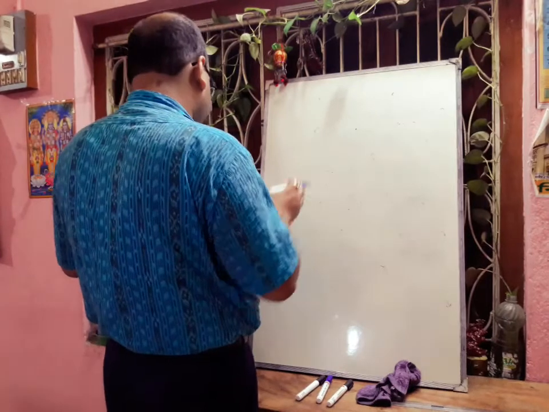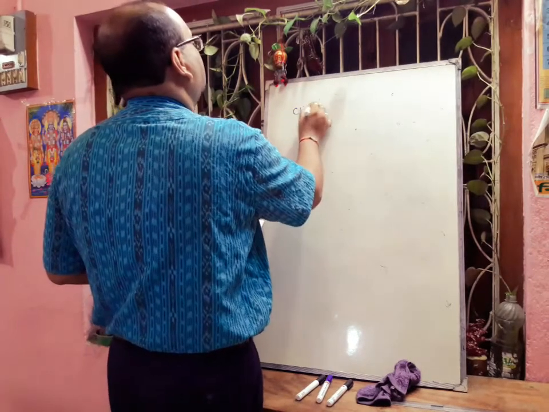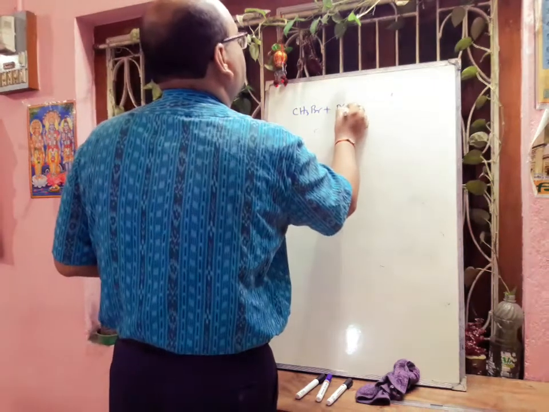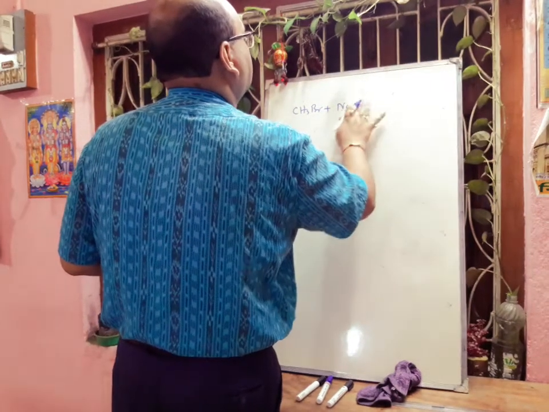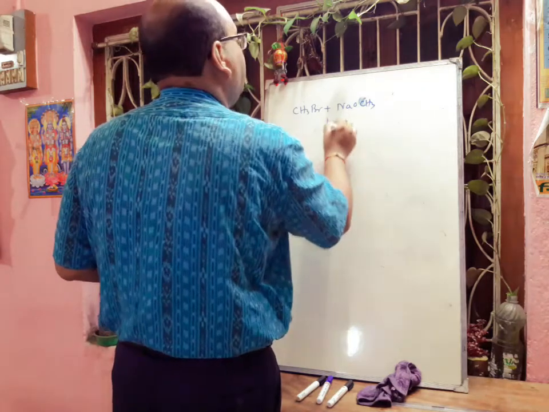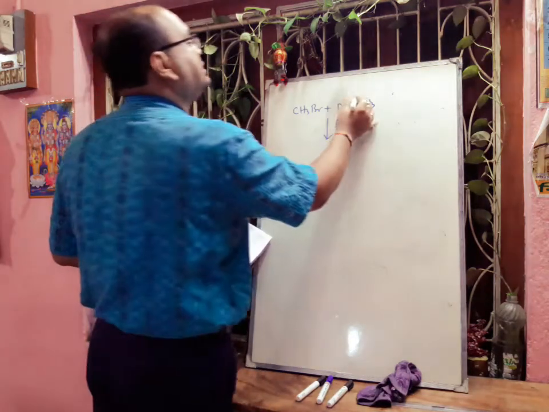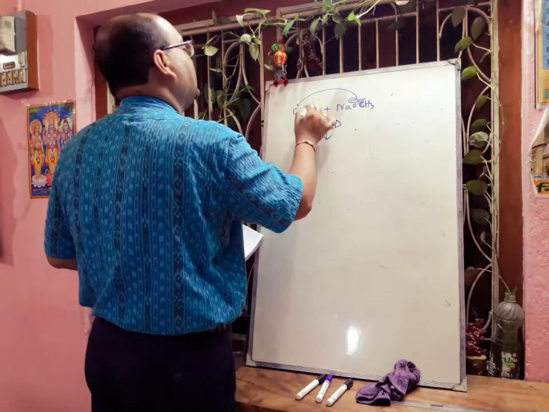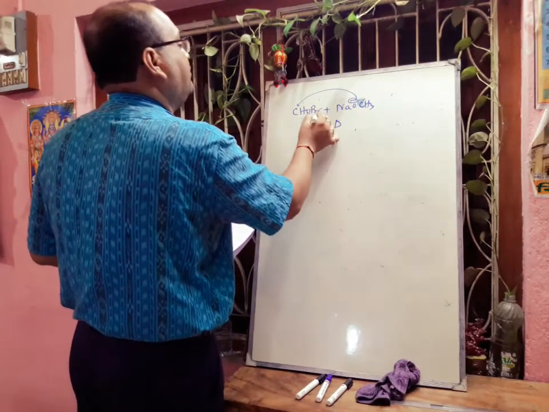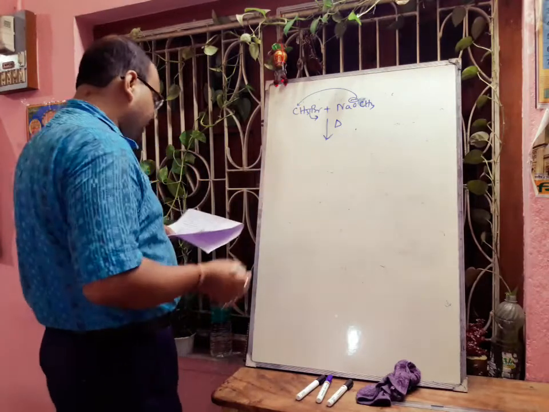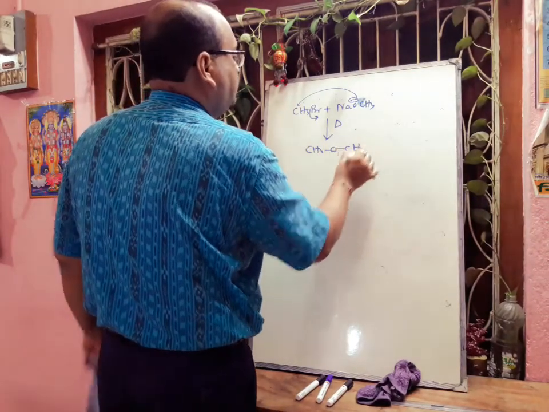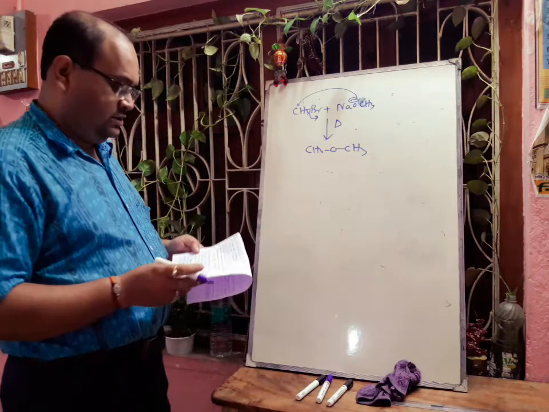So it is given that CH3Br plus NaOCH3. In this case, if we apply heat, that OCH3 minus is the nucleophile, it will attack here and bromine will leave from this bond, or this bond will break and there will be formation of ether. This is the Williamson synthesis method. So that will be your product.